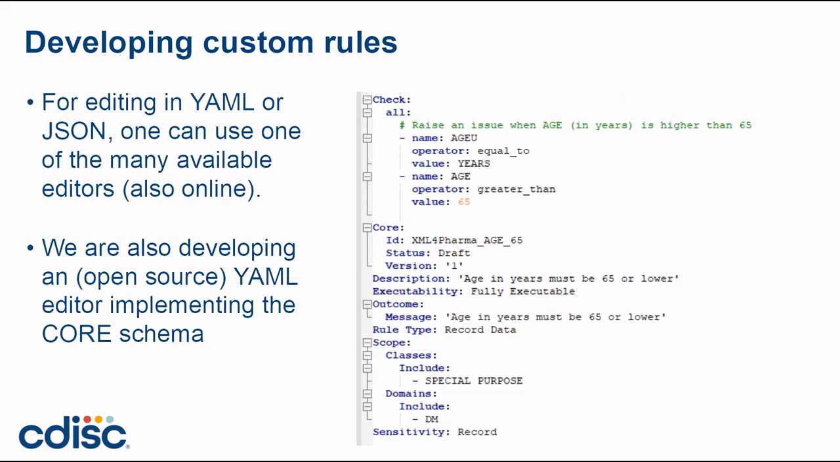For editing in YAML or JSON, you can use one of the many available editors, including online editors. Personally, I prefer YAML, as at least for me, this is easier to use. We are currently also developing a CORE-specific YAML editor, which understands the schema of CORE and which we intend to make freely available and as open source. On the right side, you see a very simple rule in YAML that states that when the age unit is years and age is higher than 65, then a violation needs to be generated.